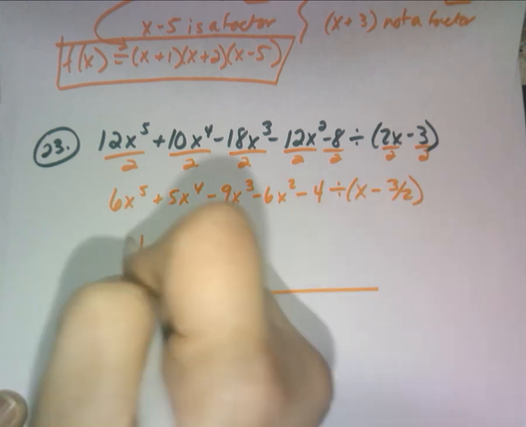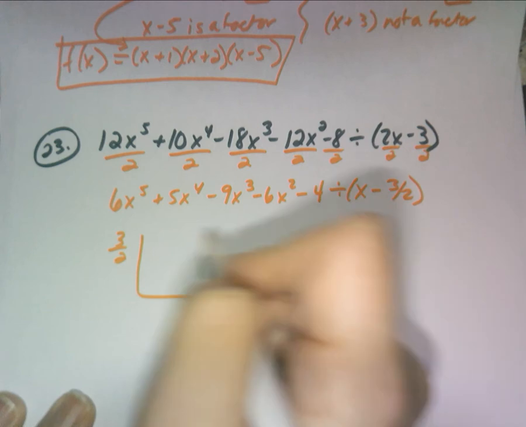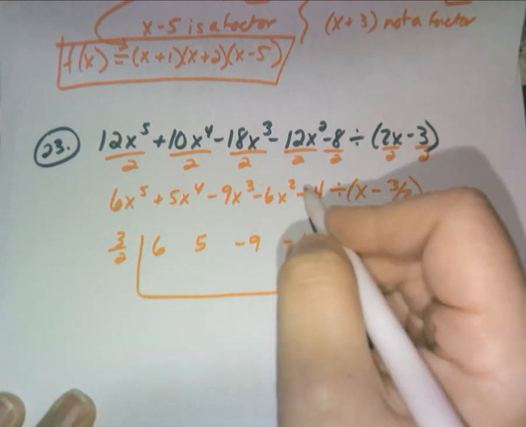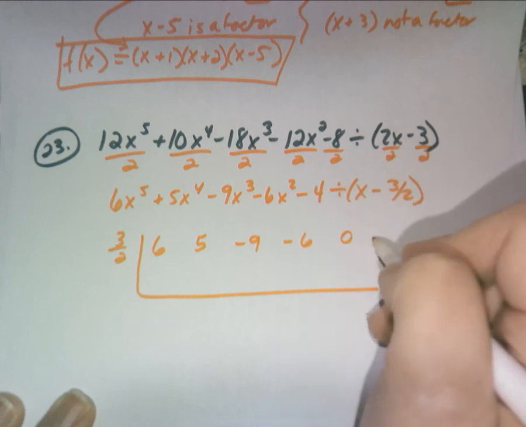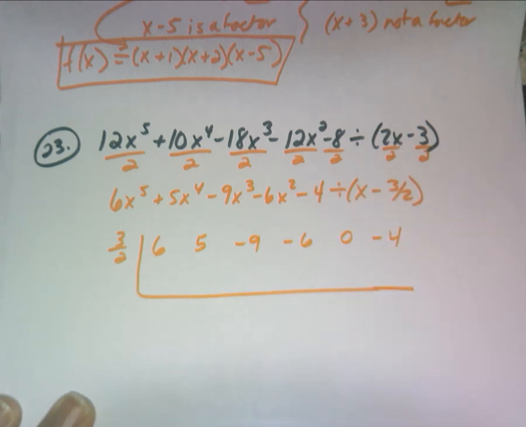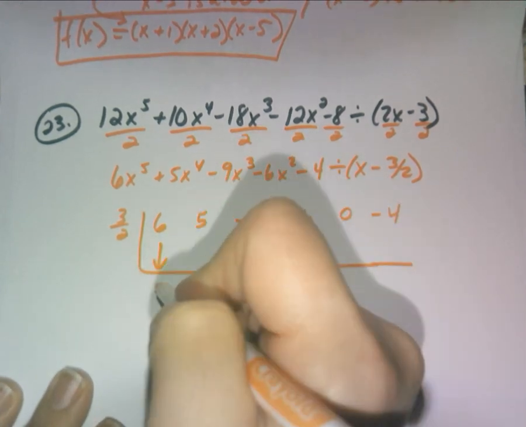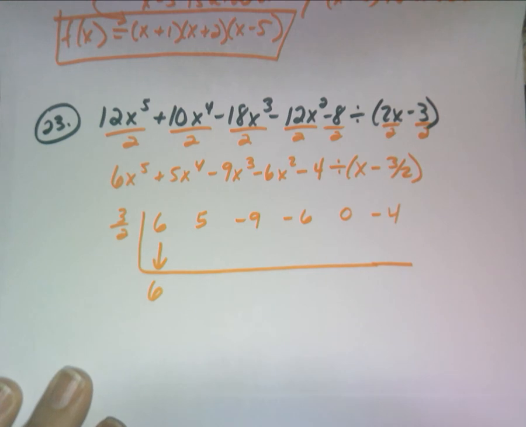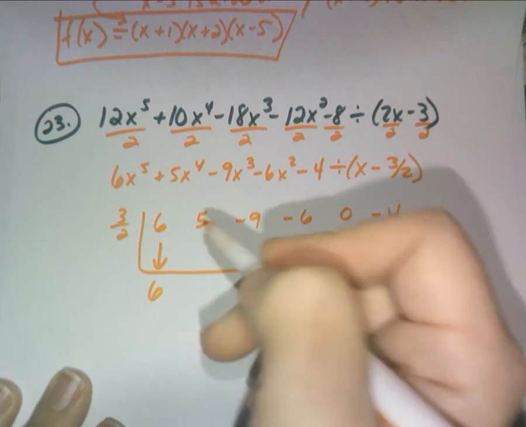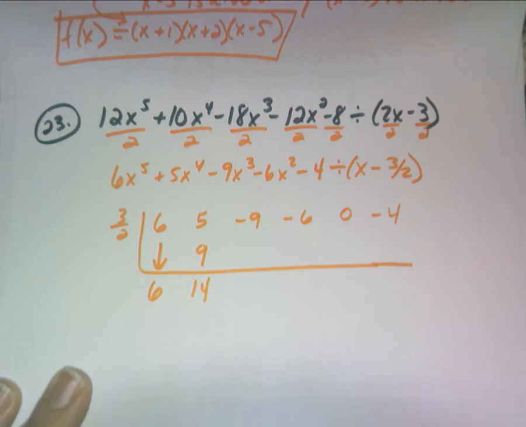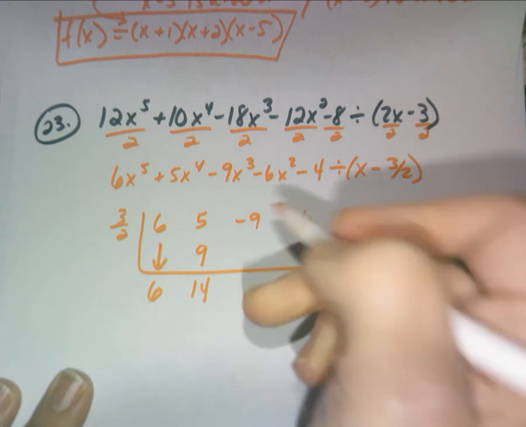You've changed that sign, 3/2. What goes here? 6, 5, -9, -6. Oh, they're missing an x. 0, -4. Okay, and now let's see how well you are at fractions because my calculus students are suffering. Bring down a 6. What is 3/2 times 6? Bring down 14. What is 3/2 times 14? What's a half of 14 and then times it by 3? 21.